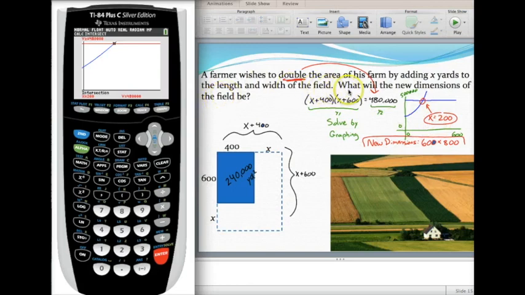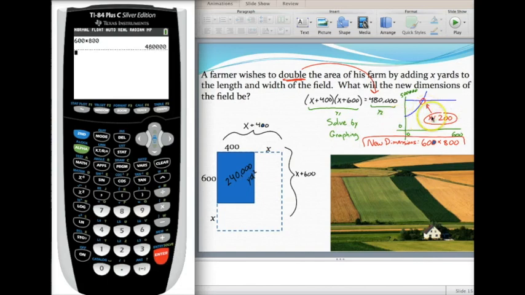Now, going back to the question, though, they do say, what are the new dimensions of the field? Well, let's go back and actually answer that question then. If I add 200 yards onto either side of that field, 400 plus 200 gets me 600 yards. And then this dimension, adding 200 more yards, gets me 800. So my new dimension should be 600 times 800. And if you just want to double check that that is the area you want, multiply it. 600 yards times 800 yards, we were looking for an area of 480,000. And ta-da, we got it.